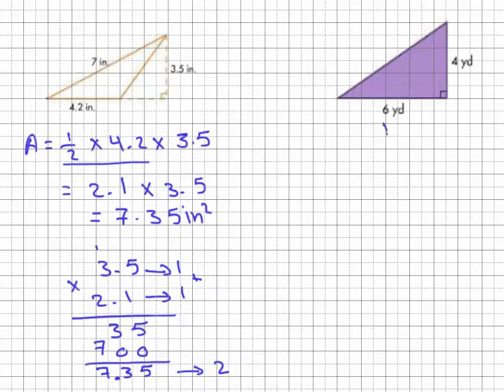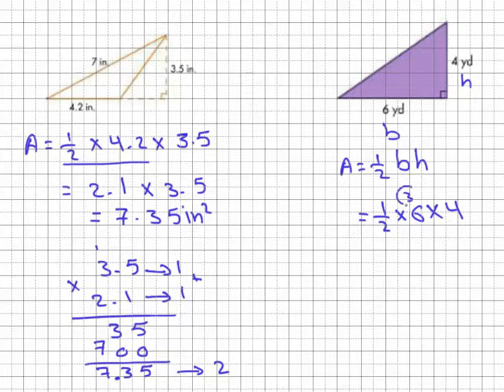The last question is a right angle triangle. We said one of them will become the base and the other one is the height. Now the rule says area equals half BH, equal to half multiplied by 6 multiplied by 4. Half of 6 is 3. 3 multiplied by 4, the answer is 12 yard square.